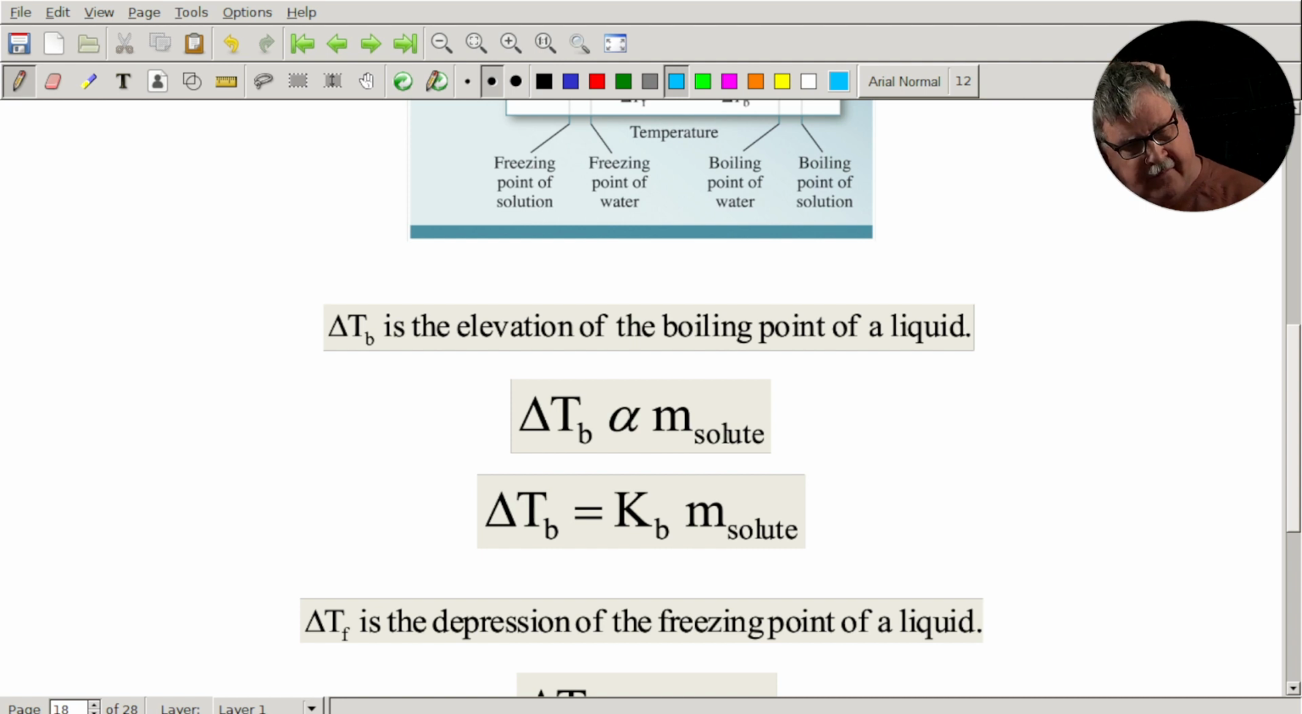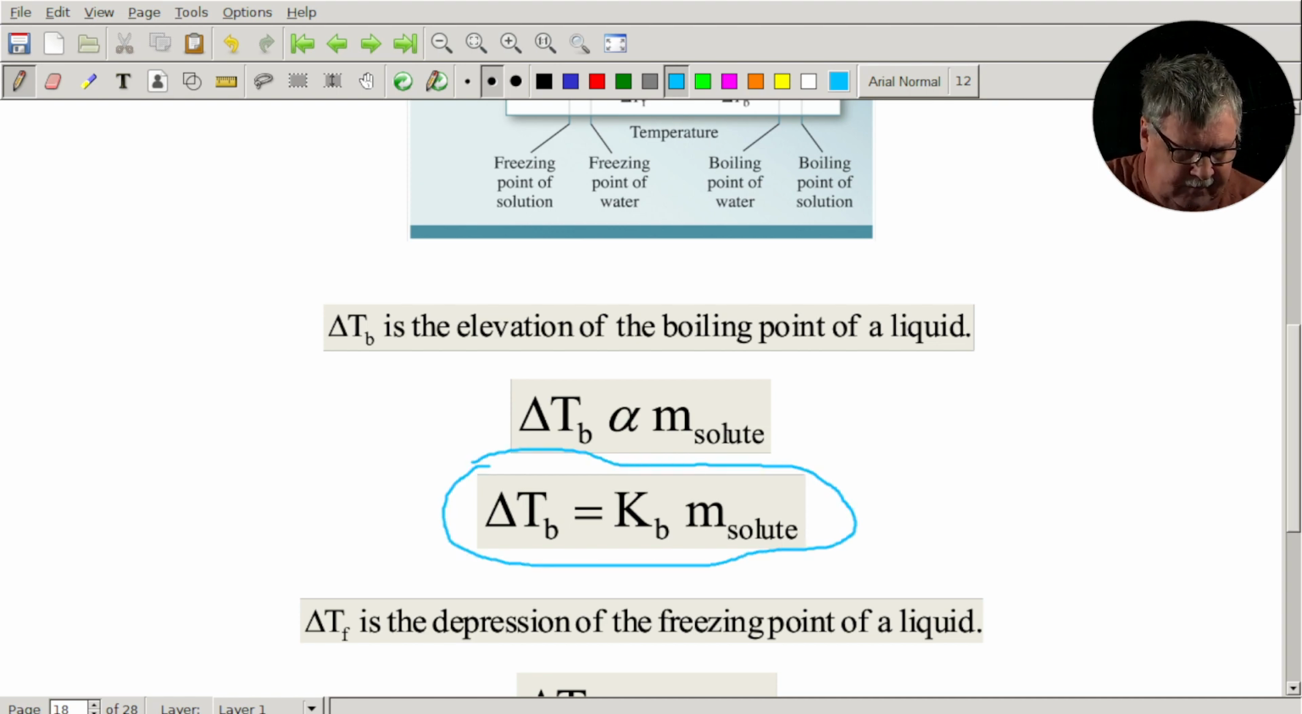So let's look at boiling point elevation first. The delta T of boiling, which is a positive number, okay? It's the boiling point of the solution minus the boiling point of the solvent itself. That is directly proportional to the molality of the solute particles. And so we can take that proportionality and turn it into an equation by using a boiling point elevation constant. So there's the equation that you use.